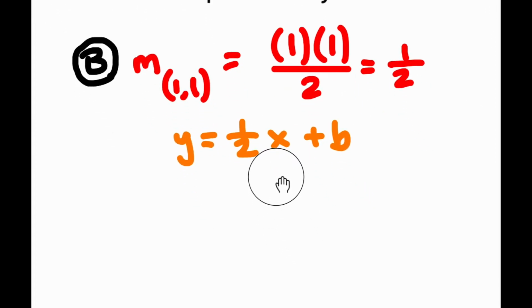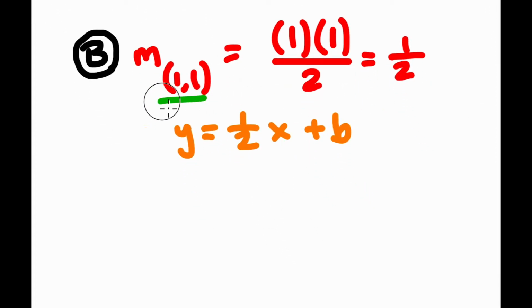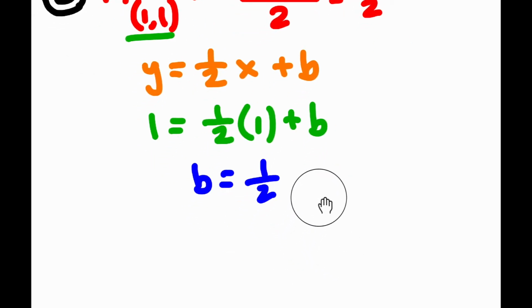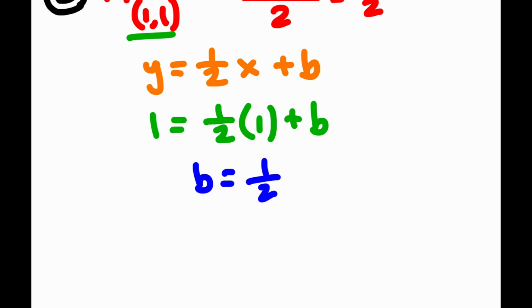Well, luckily we have the coordinate right here. It's just 1 comma 1, so we can put 1 in for y and then 1 in for x here plus b, and then you could solve for b here, and b is going to be equal to 1 half because 1 half plus 1 half is going to be equal to 1. So then you end up with the final answer for the equation of a tangent line to be equal to 1 half x plus 1 half.